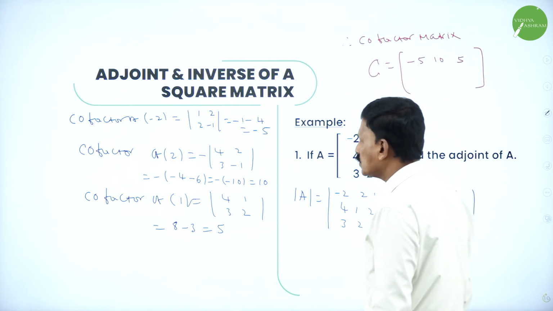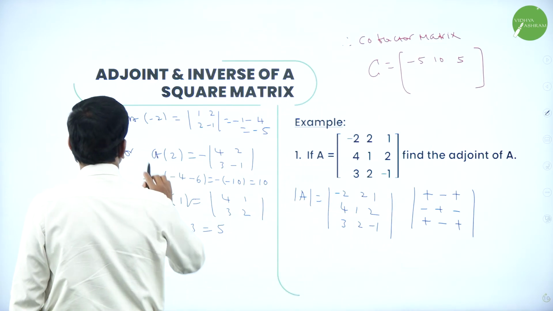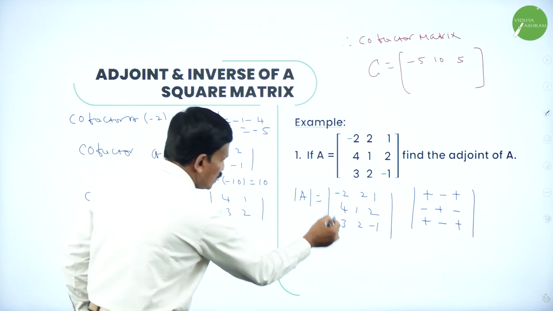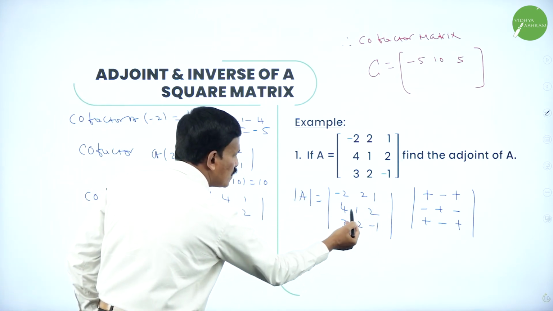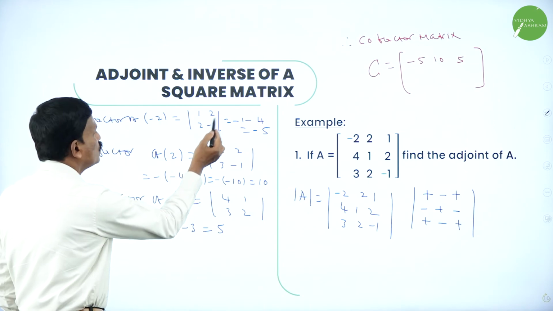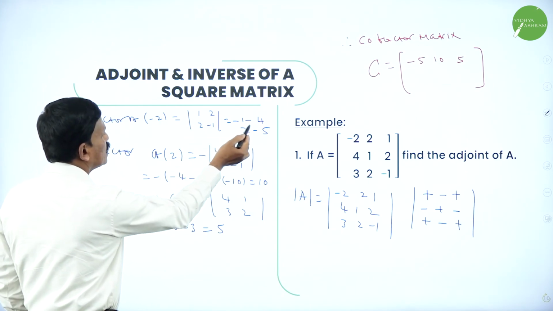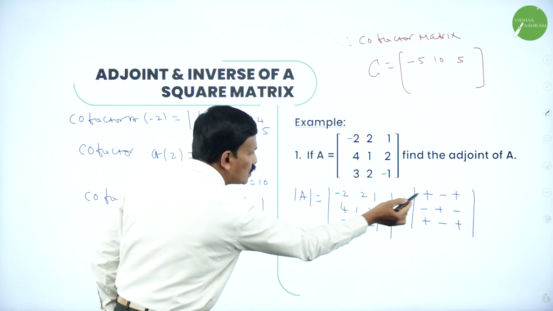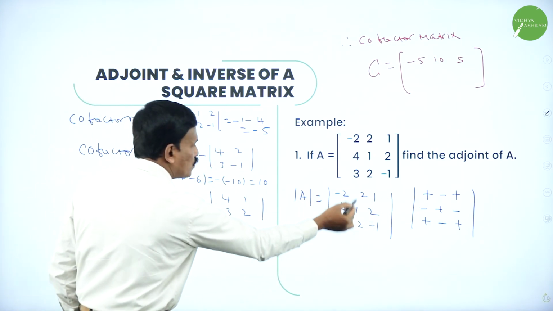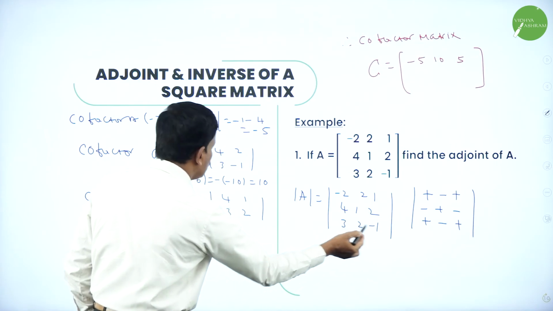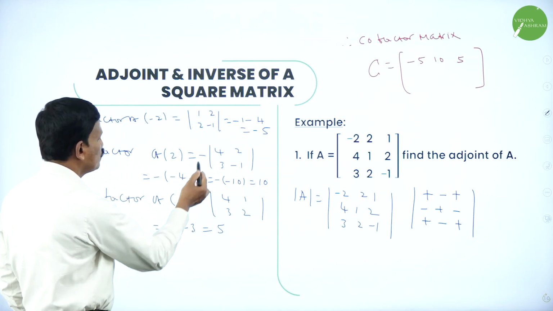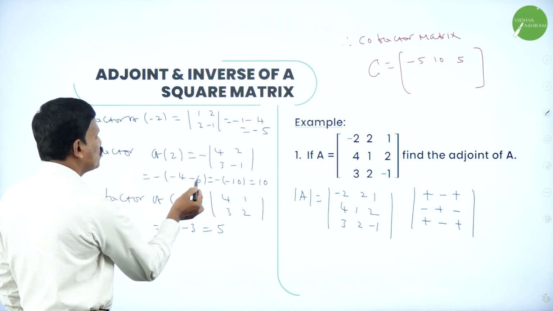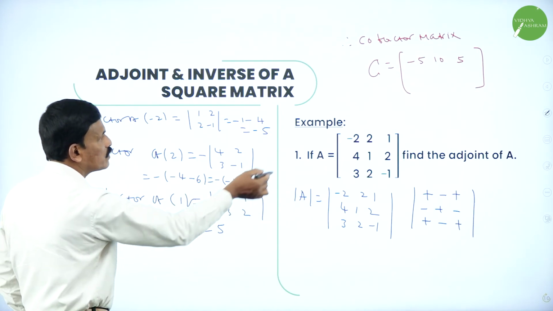See here, the cofactor of the first element minus 2. Delete the row and column containing this. What is left? 1, 2, 2, minus 1. That gives minus 1, minus 4, minus 5. First element. Similarly, the cofactor of the second element is 2. The sign is minus. Delete the row and column containing this. 4, 2, 3, minus 1. Minus of 4 times 1 is 4, minus 3 times 2 is 6, minus 4 minus 6 is minus 10. Minus of minus is plus 10.